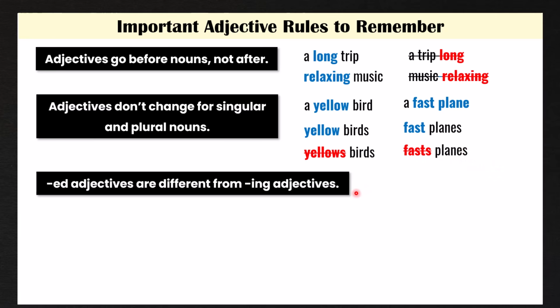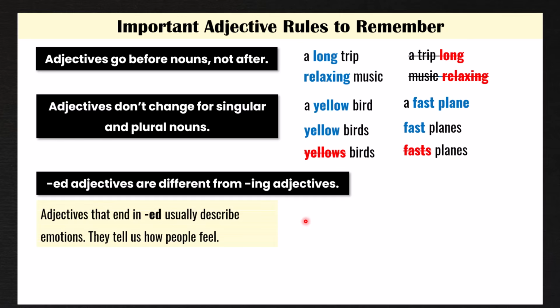And the next one is a little complicated. ED adjectives are different from ing adjectives. For example, there is a difference between bored and boring. Adjectives that end in ed usually describe emotions. They tell us how people feel. For example, I'm tired. Carl is confused about this lesson.